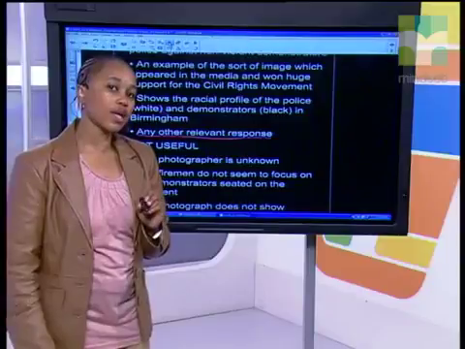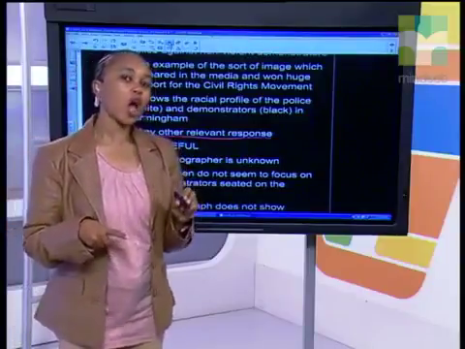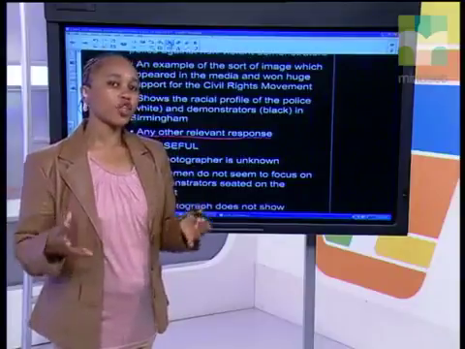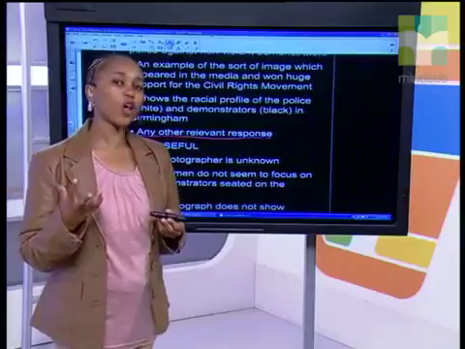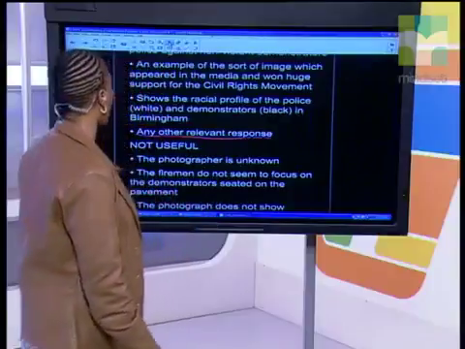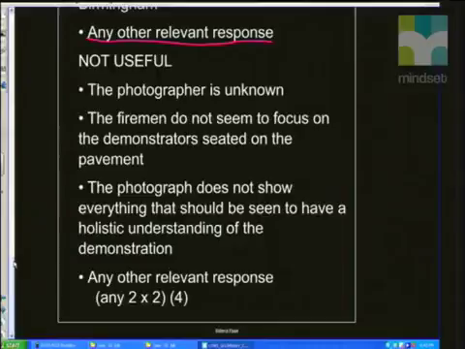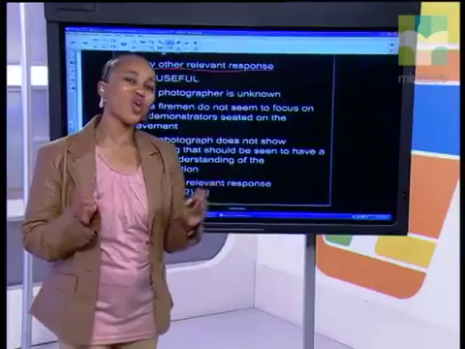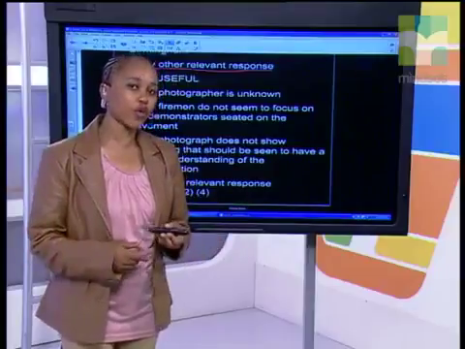Another way of answering it, you can say, no, it's not useful. Remember I told you earlier on that when you're looking at a visual, you need to look at what is there, but you also need to look at what has been left out. So this is another possible response. You can say, no, this is not useful, and the reason is because the photographer is unknown. That is important because if we don't know the photographer, we don't know what his agenda was. We don't know the aim for taking this photograph.